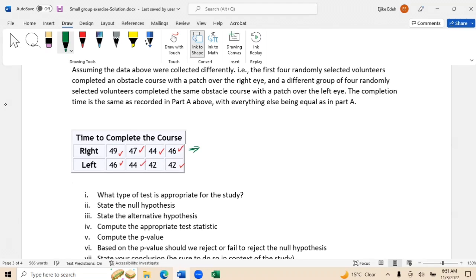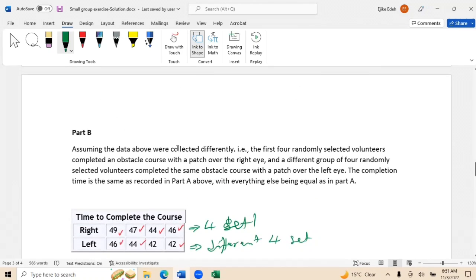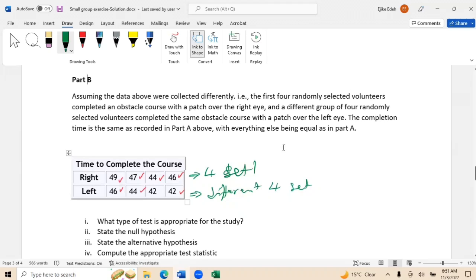These are 4 different persons, 4 sets, right? And then you have a different 4 set of people performing this. But in A, they were the same person who did it twice with left and right eye. So from all that understanding, what this simply means is that this question is trying to make you solve this problem as an independent t-test, right? So let's start our responses and explain further.